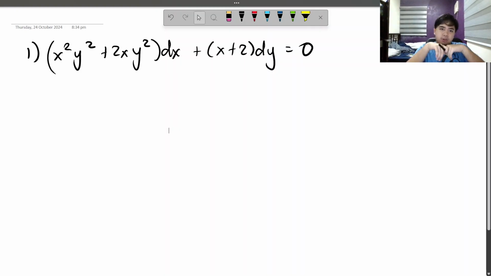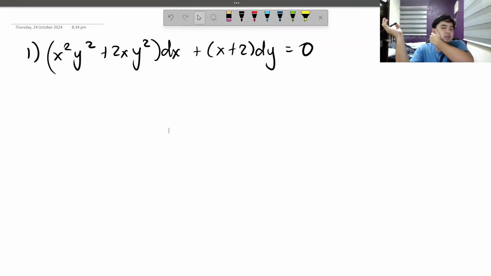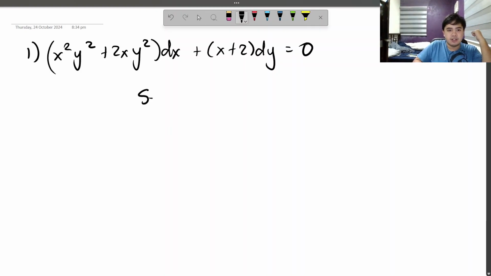x squared y squared plus 2xy squared dx plus quantity x plus 2 dy equals 0. Is this separable? How do we figure out if it's separable and the others? I usually like to refer to this branch. So separable. There we go. So is it separable?